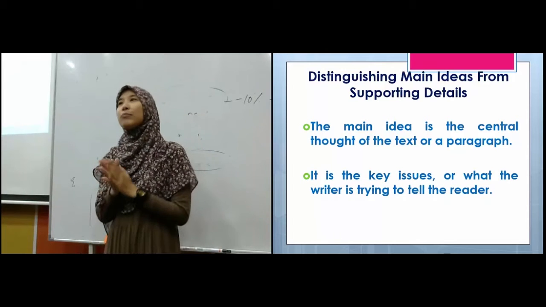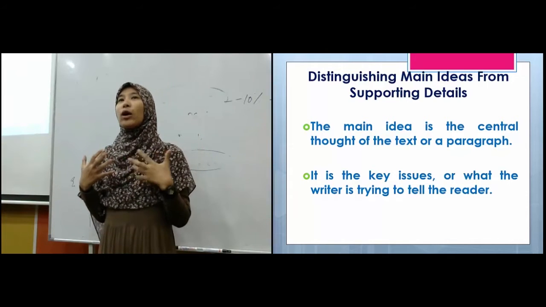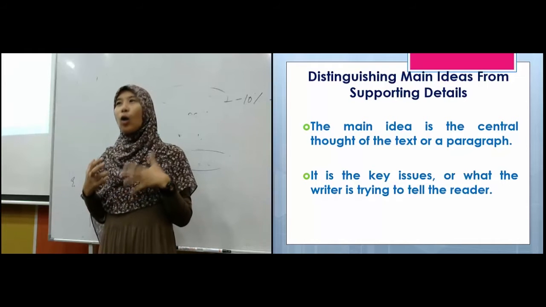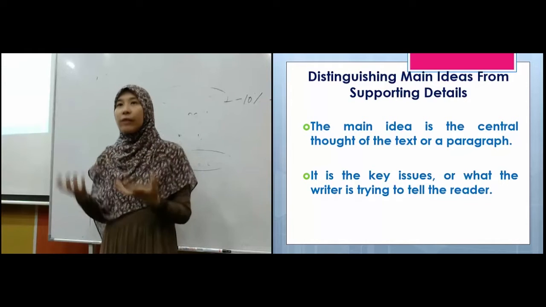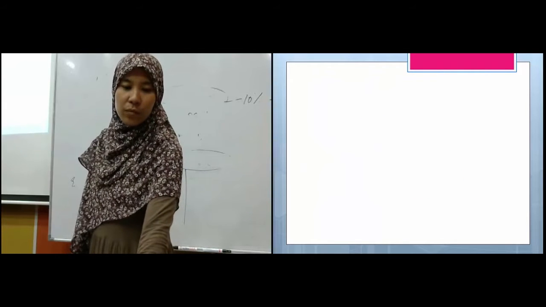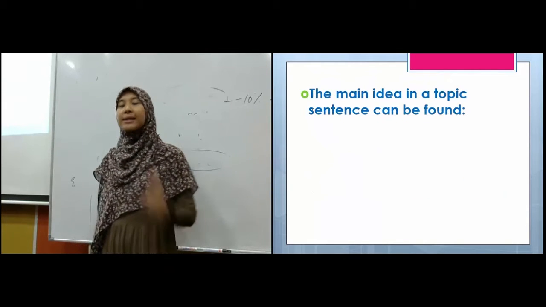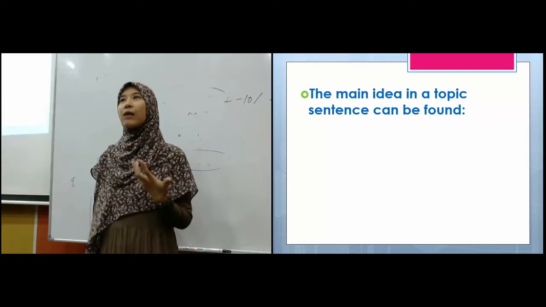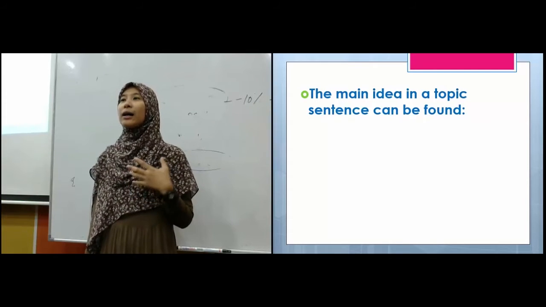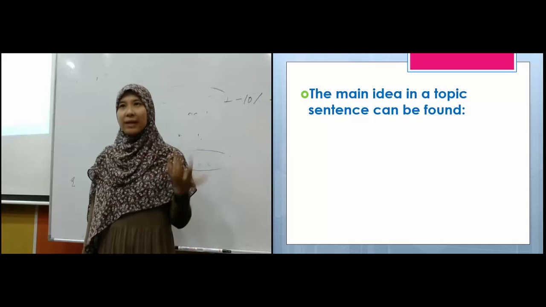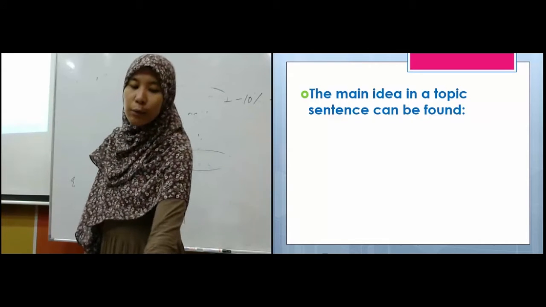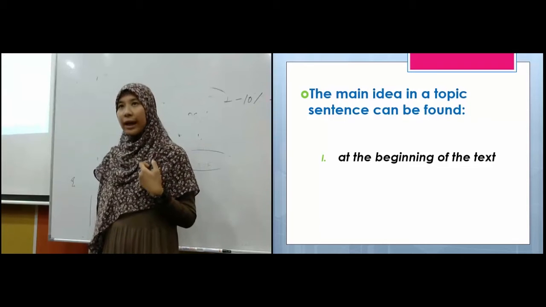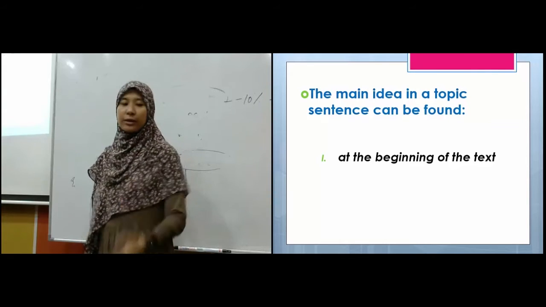Basically, main idea is the key or the main issue that the writer wants to highlight, or what the writer tries to deliver to the reader. The main idea in a text or in a paragraph can be found in 3 different parts of the text. Number 1, it can be found at the beginning of the text, which I'm going to show you an example of.